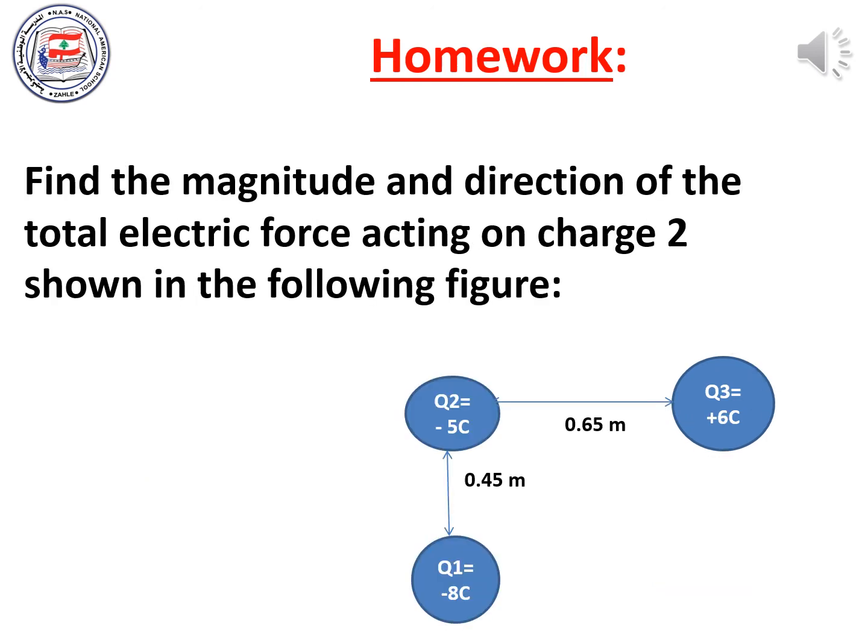As a homework, please find the magnitude and direction of the total electric force acting on charge 2 shown in the following figure. As you can see in the figure in front of you, two charges act on charge 2. We have charge 1, which is equal to negative 8 coulombs, charge 3, which is equal to positive 6 coulombs, and charge 2 is equal to negative 5 coulombs. The distance between charge 2 and charge 3 is 0.65 meters, and the distance between charge 1 and charge 2 is 0.45 meters. Please follow the steps that I explained in this video in order to find the total electric force acting on charge 2.